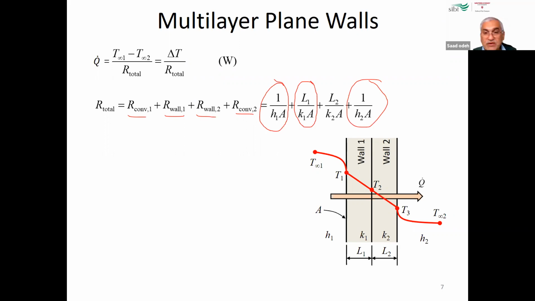So each wall has a different K, of course. If the construction of the wall consists of different materials, then K will be different. So we have K1 and K2. That's why you can see here L1 over K1A, and L2 over K2A.